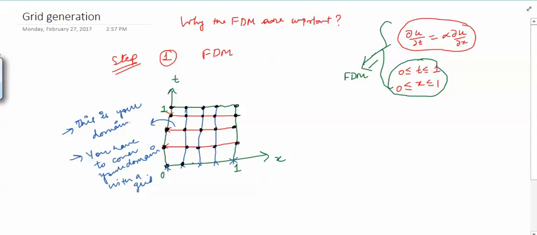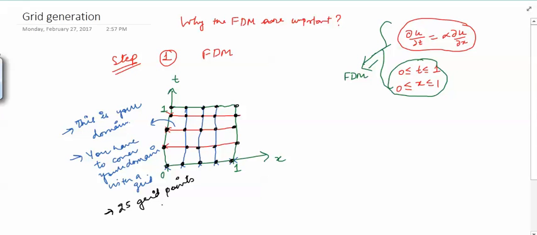Now this is what you have to do. You have to look at your domain, cover your domain with a grid, and identify these points which are at the intersection of the lines. In this case there are 25 points, you have 25 grid points.